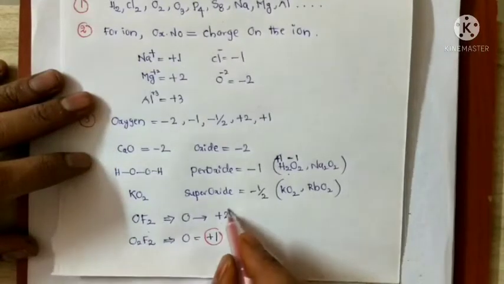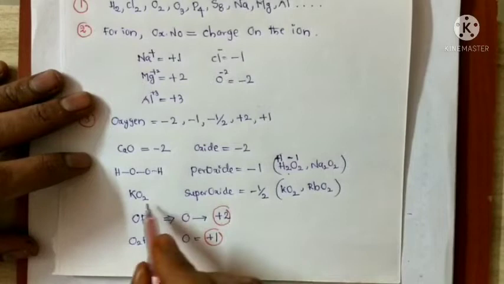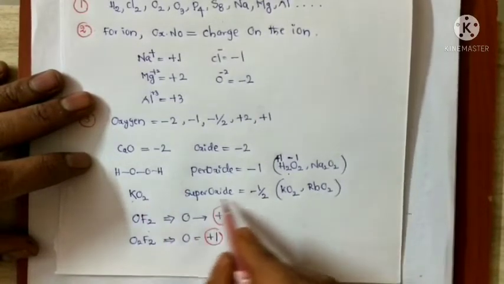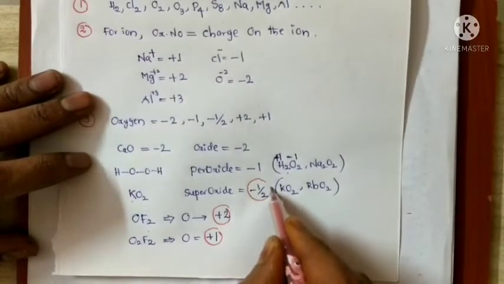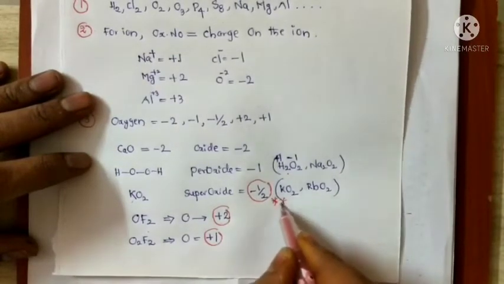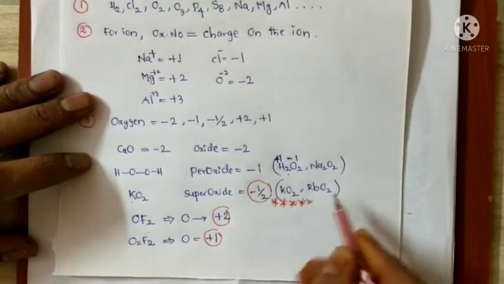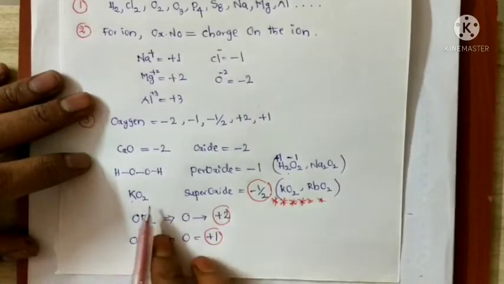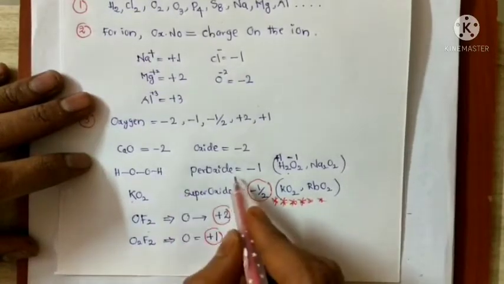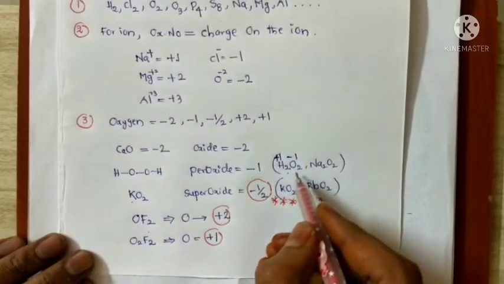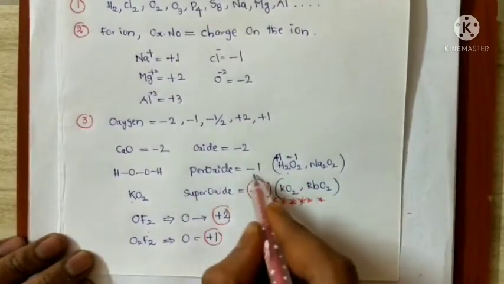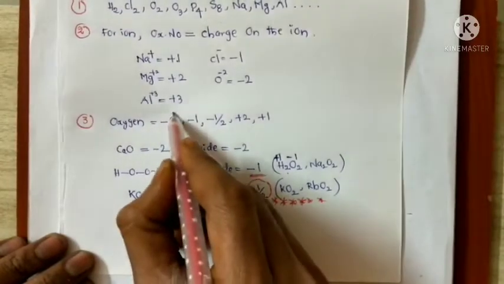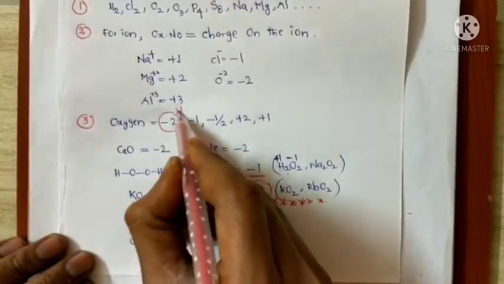In oxygen difluoride, oxygen exhibits the +2 oxidation state. In the presence of potassium or rubidium, it can exhibit the -1/2 oxidation state, which is superoxide. This is asked many times in the exam: the superoxide oxidation state of oxygen. In hydrogen peroxide, the oxidation state of oxygen is -1, but the common oxidation state of oxygen is -2. It is the general oxidation state.